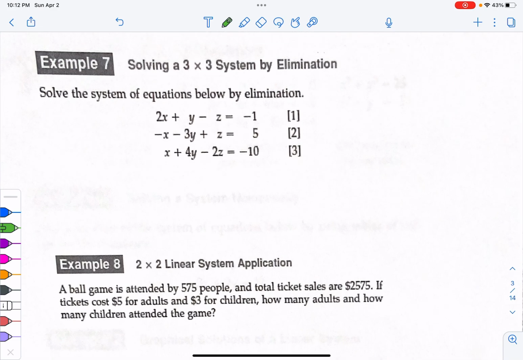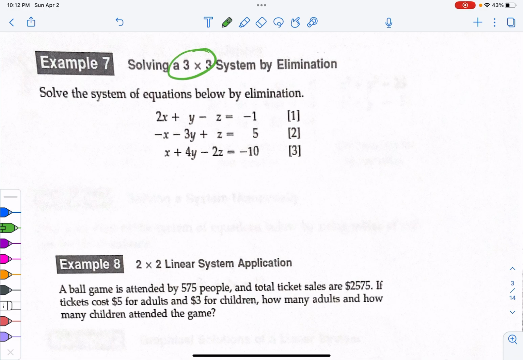Example 7, they give us 3 equations with x, y, and z in each one of them. And what we want to do is combine those equations somehow so that a 3 by 3 becomes like a 2 by 2, okay?